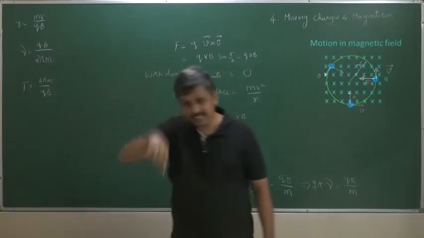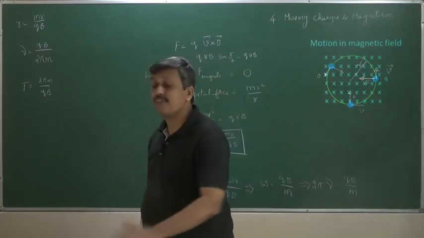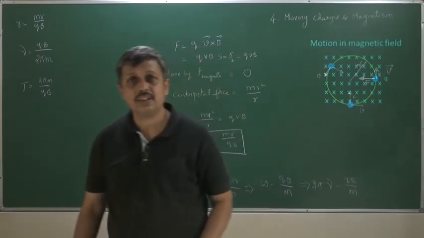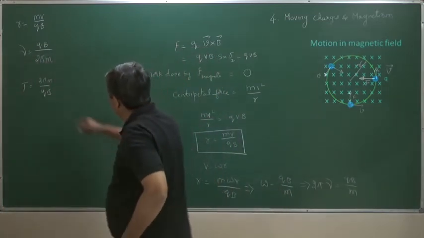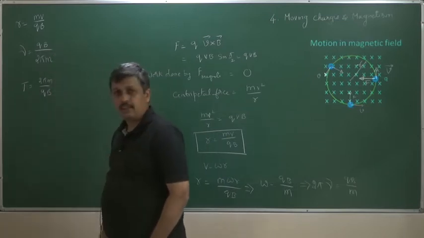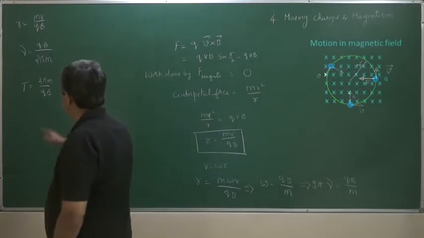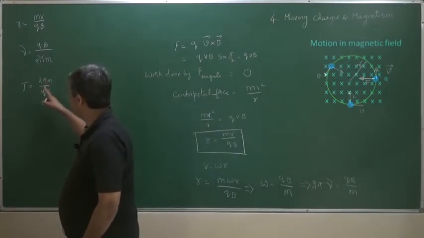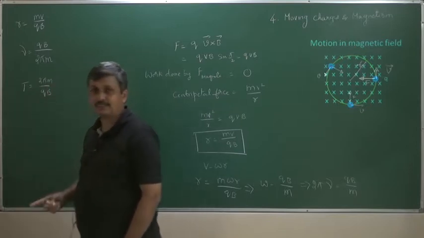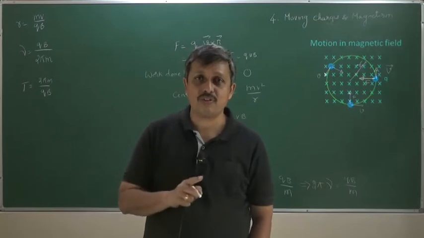So you see that T or nu, that is frequency, is independent of the velocity. It is not dependent on the velocity. You can see very clearly here, there is no v term here. However much the velocity is, the T remains the same. That's a little surprising if you look at it. Whatever the velocity, its frequency remains the same. It takes the same amount of time to go around one round.